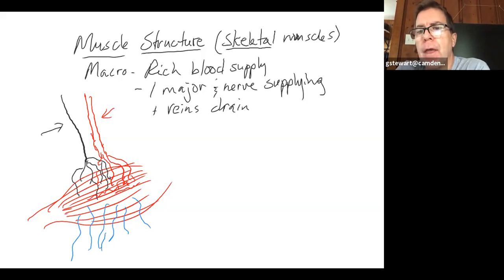Also, we're going to look at the macroanatomy of this business and how the fibers are arranged.